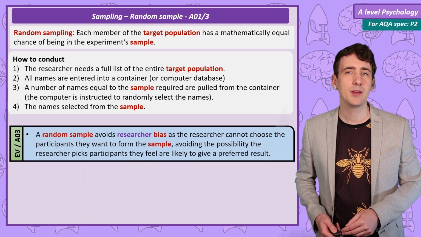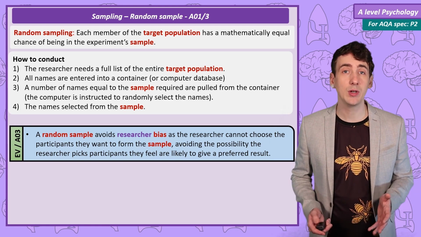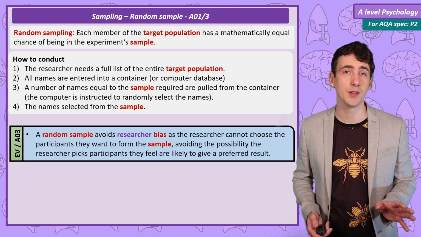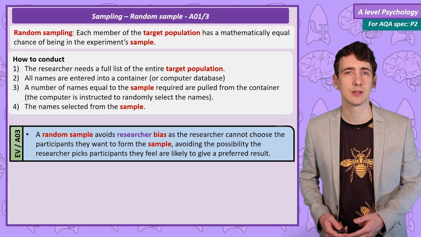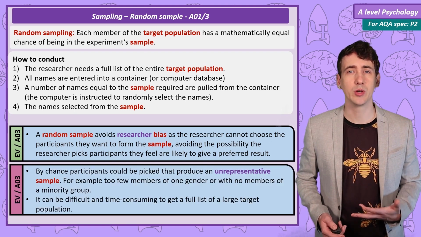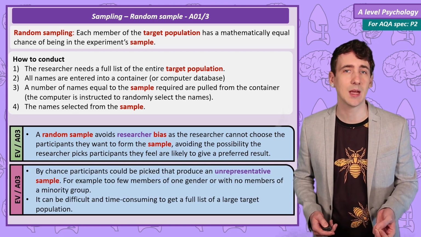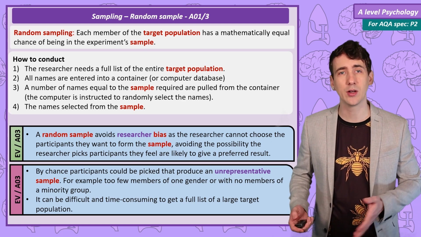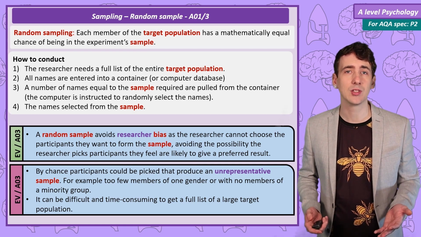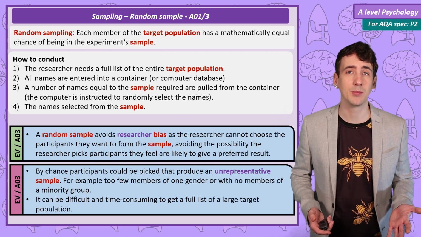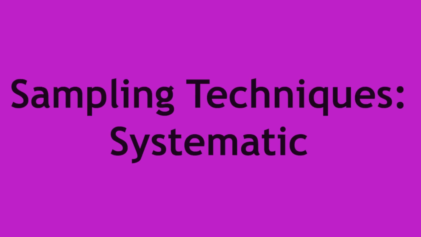The strength of this method is it avoids researcher bias. The researcher can't just choose the people they want in the study, which could influence the results. However, because it's random, we could randomly get an unrepresentative sample, maybe not representing all minority groups. If the population size is large, then a random sample can be time-consuming.